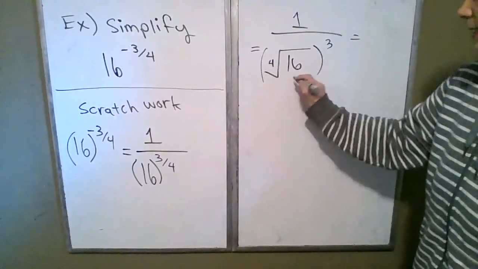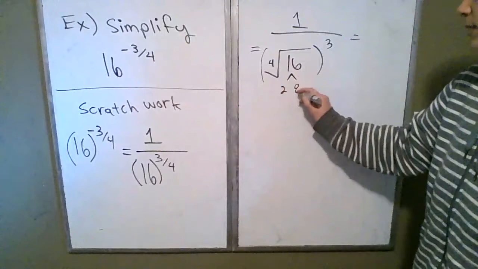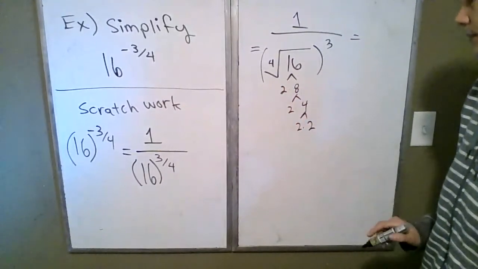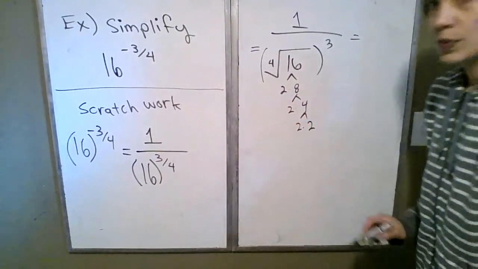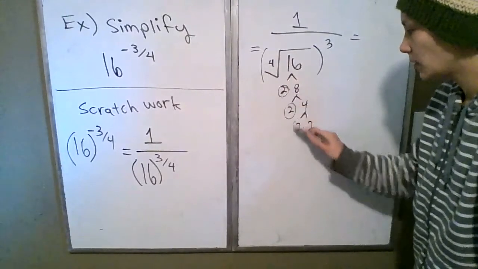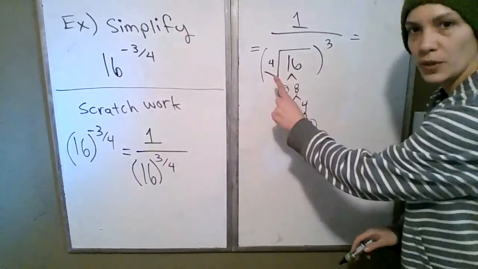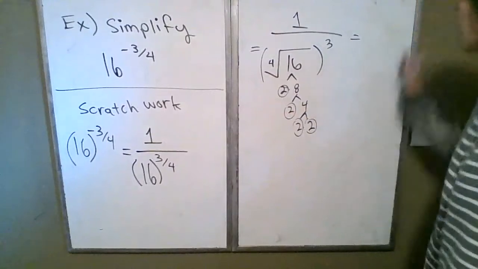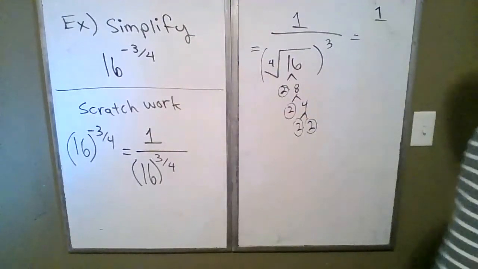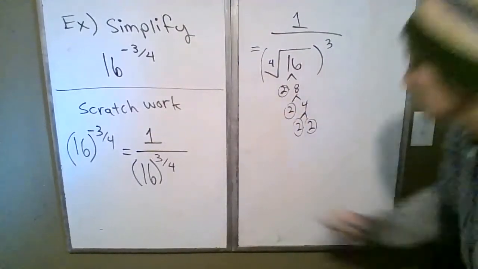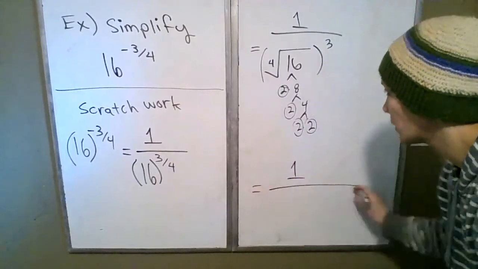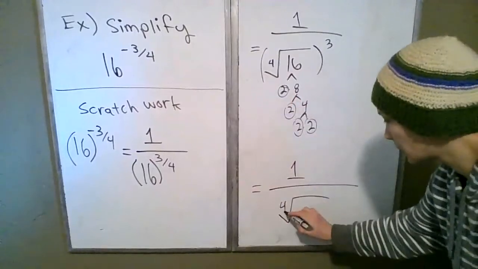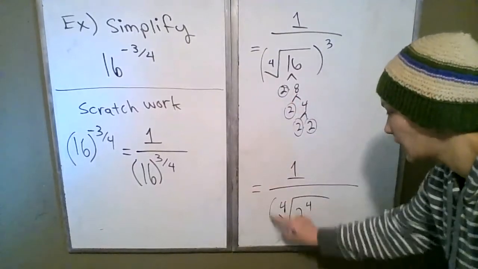Okay, we're going to factor 16. It's 2 times 8, which is 2 times 4, which is 2 times 2. So I have 1, 2, 3, 4 2's and a root 4. So I'm going to bring 2 out of the radical, or we can write this with some exponent rules. Right now we're at 1 over the 4th root of 2 to the 4th. And then after that, we're going to cube everything.